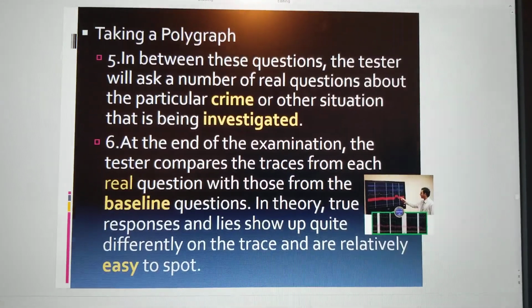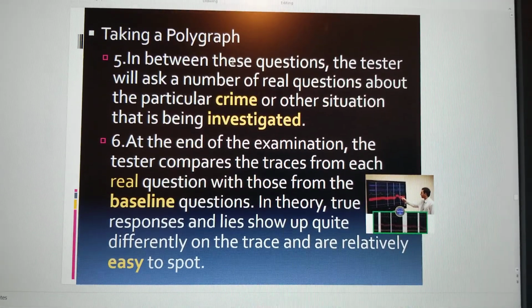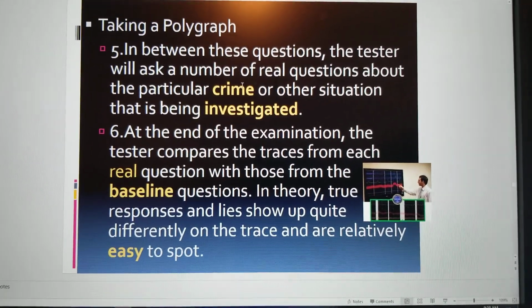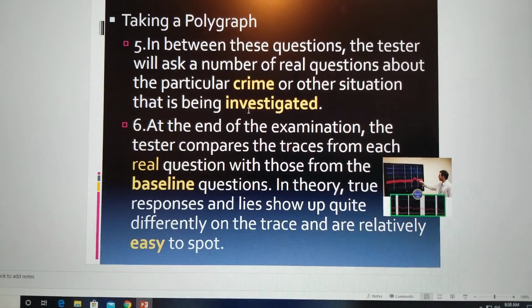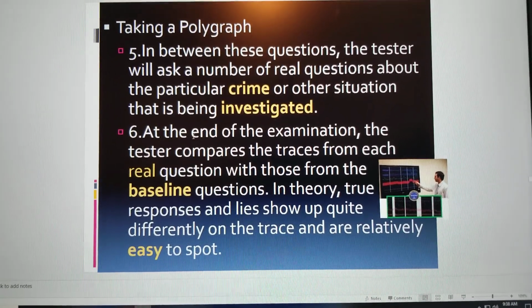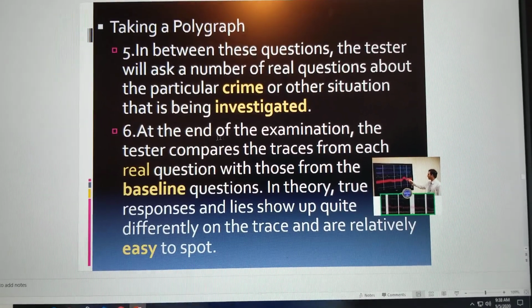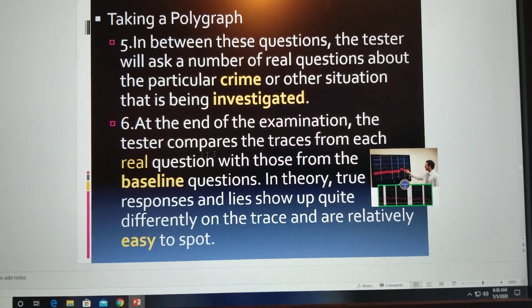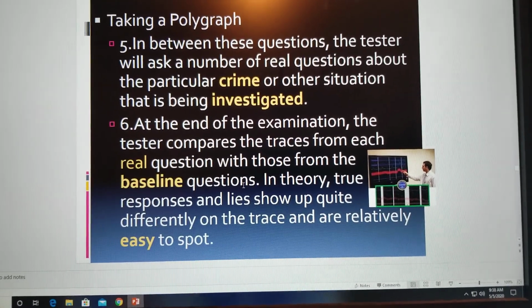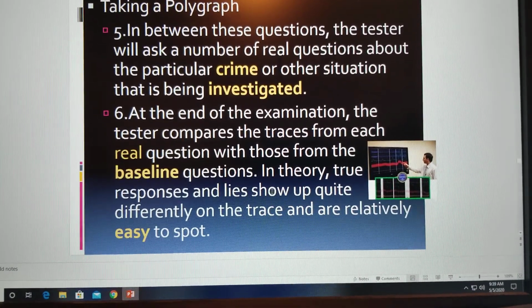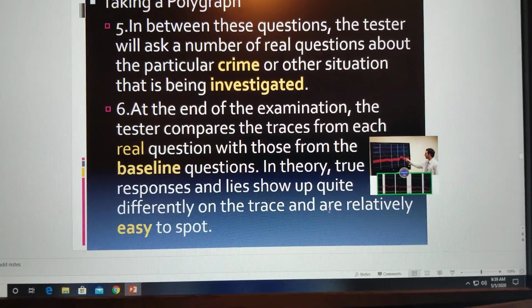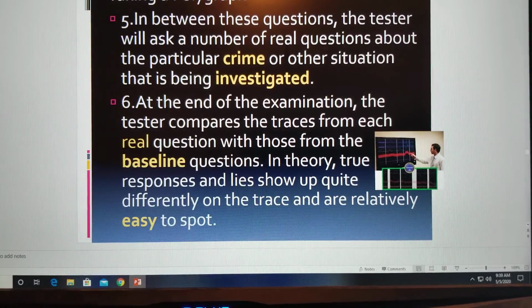After the baseline questions, then they're going to ask the real questions, the questions that are needed for the investigation to continue. Okay. And then I like when it says, at the end of the examination, the tester compares the traces from the real questions to the baseline questions. In theory, true responses and lies show up quite differently on a trace, relatively easy to spot.